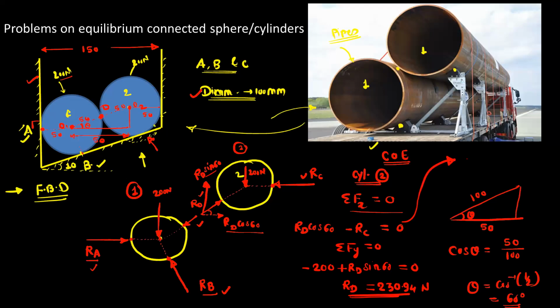Put this value in the summation Fx equation. So reaction Rc is equal to 230.94 cos 60, and that is equal to 115.47 Newton. In this way, we can apply the conditions of equilibrium to cylinder 2 and find reaction Rc and reaction Rd. Now refer to the free body diagram for cylinder 1.